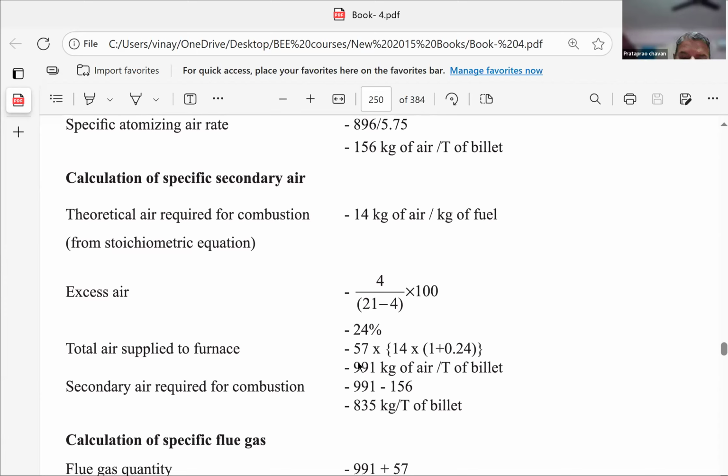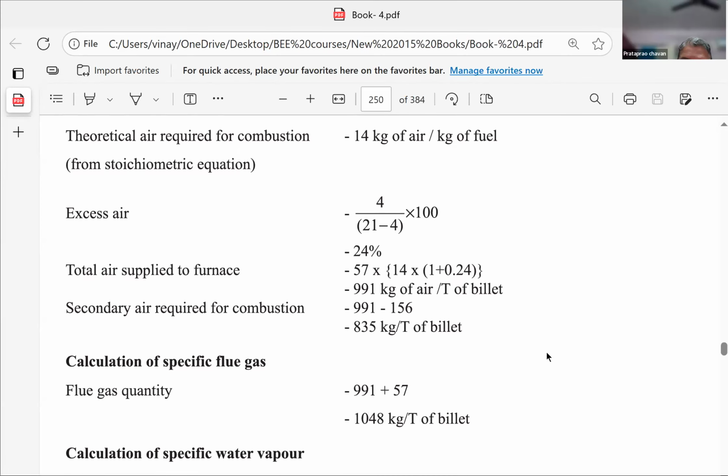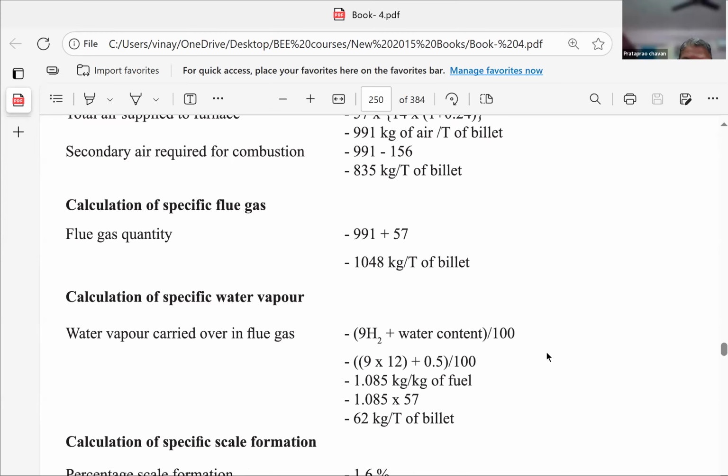Why, for example, is it 991? Where did it come from, brother? Go to the input data and find out from where. When he has taken this thing, T of a billet, kg of air, or the secondary air required for combustion, so much per billet, when you tally these with what is given in the input data and what he has presented here, you will understand it.